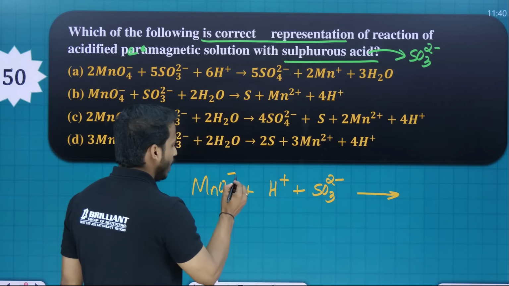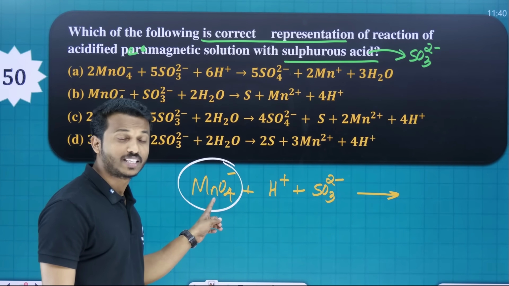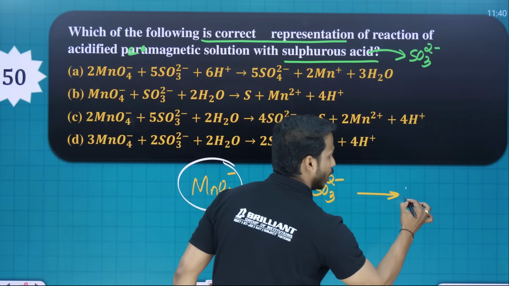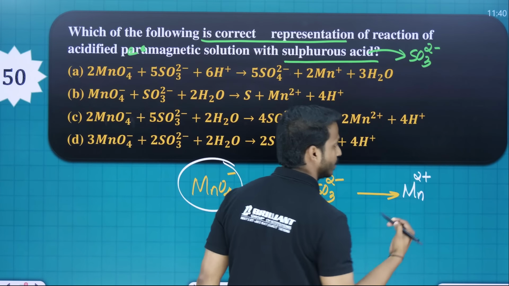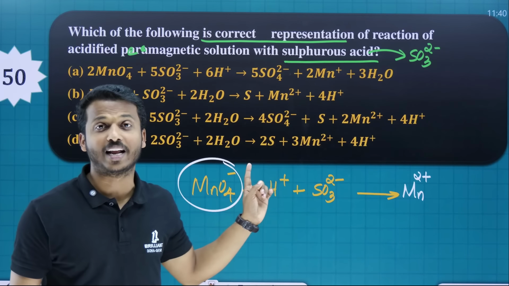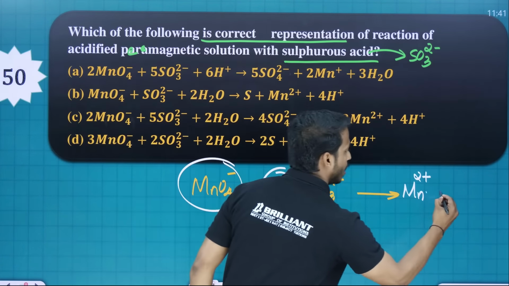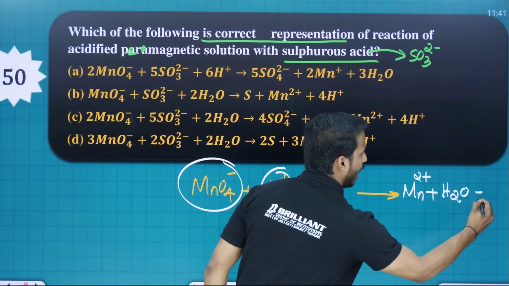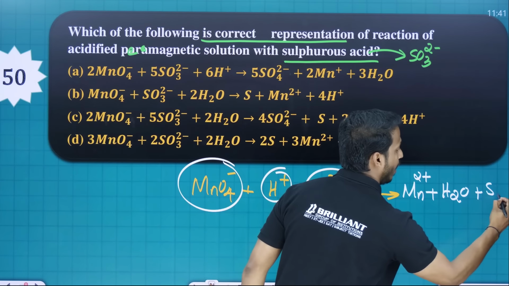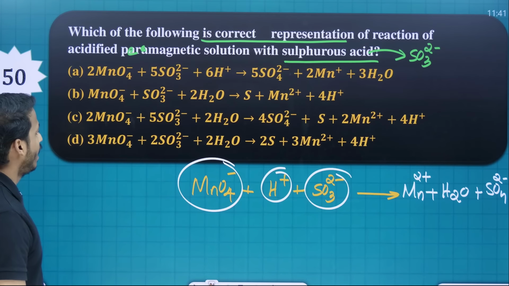Carefully, very simple. In acidic medium, MnO4 minus, that is our permanganate ion, converted to Mn2 plus. Do you remember dichromate ion converted to what? Cr3 plus. Here MnO4 minus converted to Mn2 plus. And H plus becomes H2O. And sulfite becomes sulfate, SO4 2 minus. These are the overall changes. Check where it is.